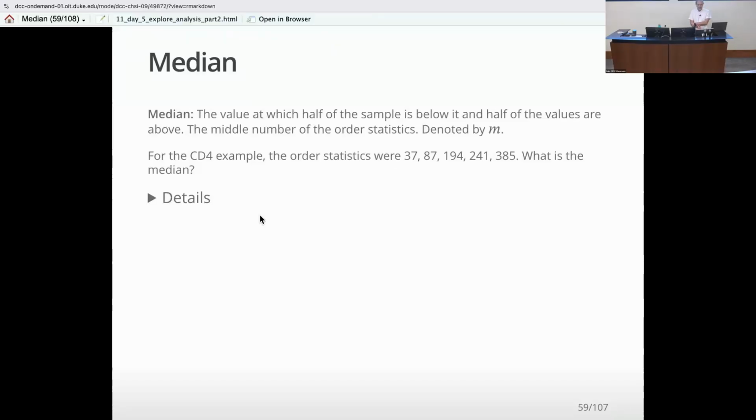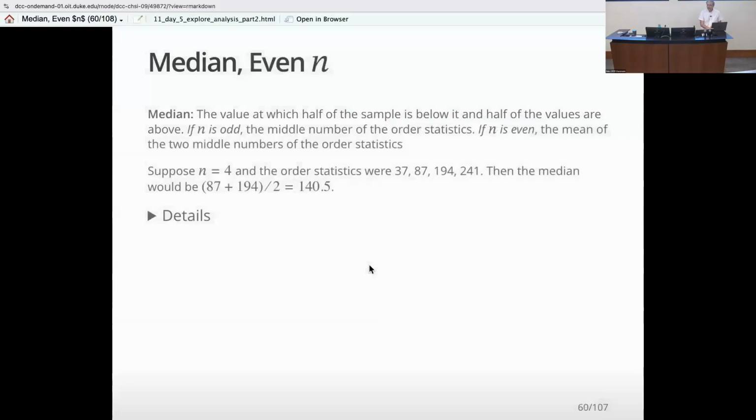The median, again probably familiar to people, is another measure of central tendency. One way of thinking about it is you have an order statistic. You sort all the numbers in order and you take the middle number, right? So for our toy CD4 example, where we had 5 values, this is the order statistic, so we can just look at the third one. That's the middle value, 194, right?